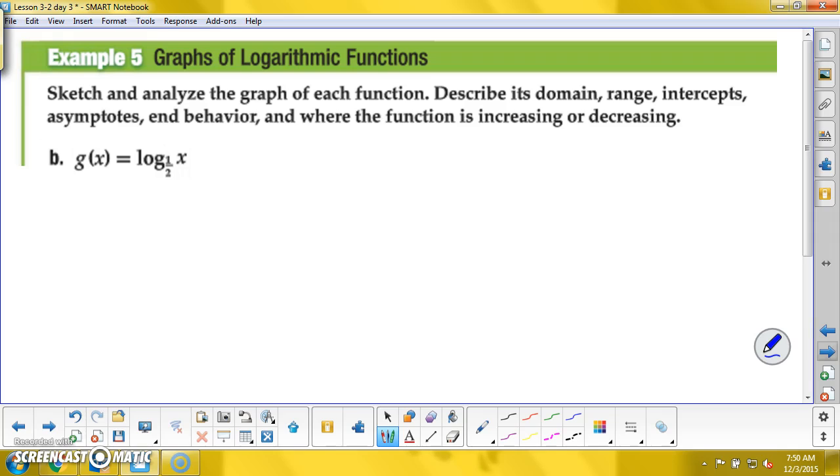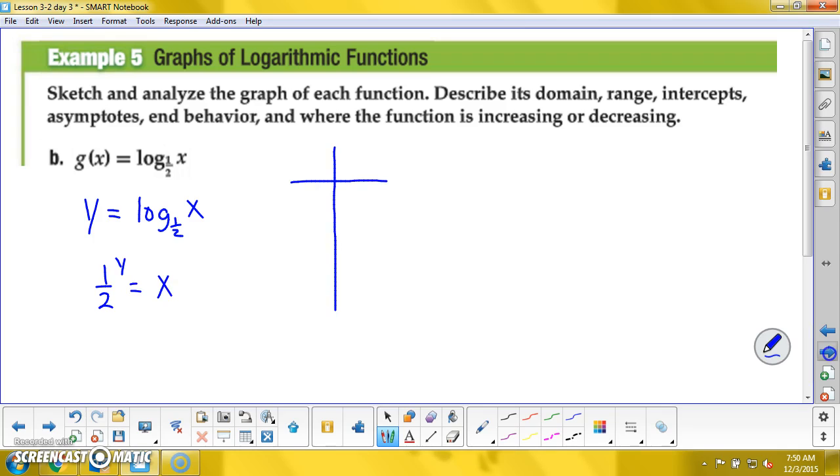So here's the same kind of problem, but what's different about this is your base is a fraction less than 1. So let me first change from function notation into an equation. And then let's change it from logarithmic form into exponential: 1/2 to the y equals x. Then let's make an xy table.